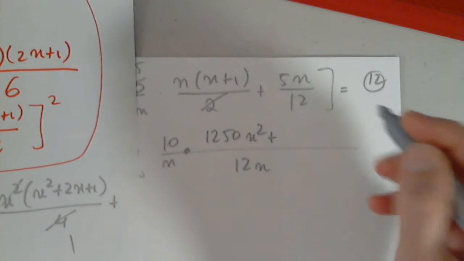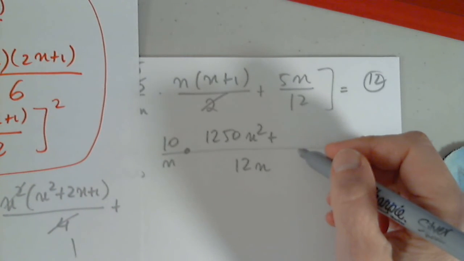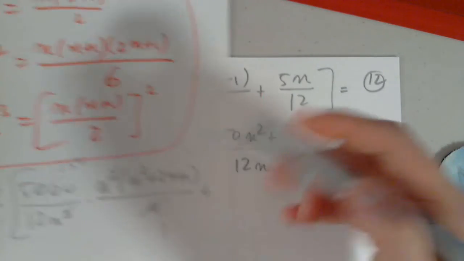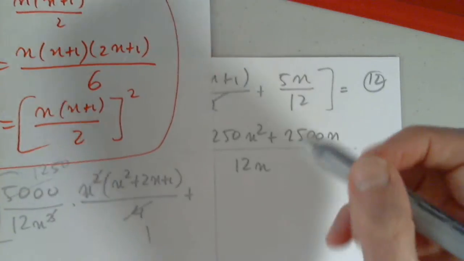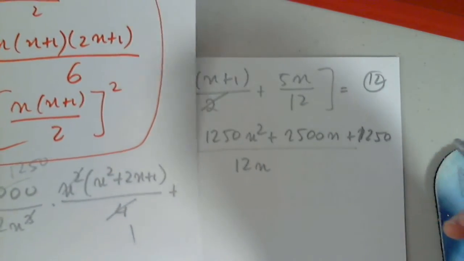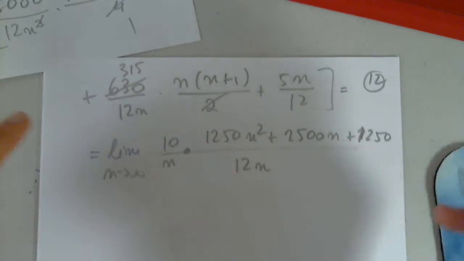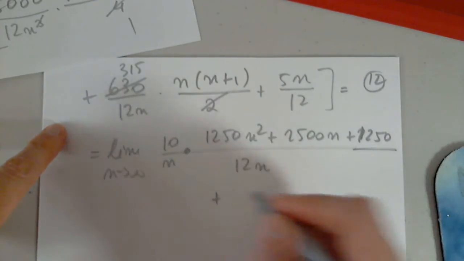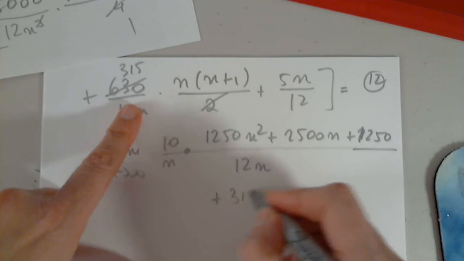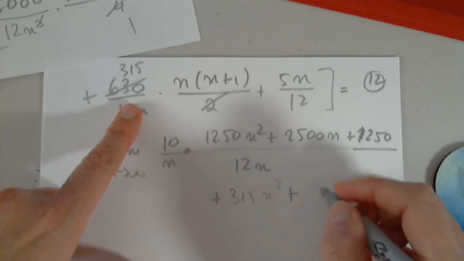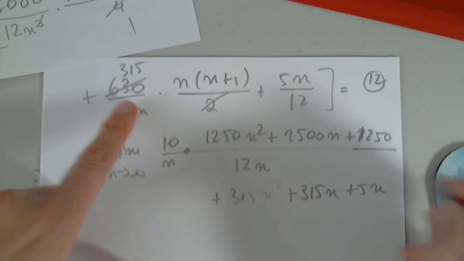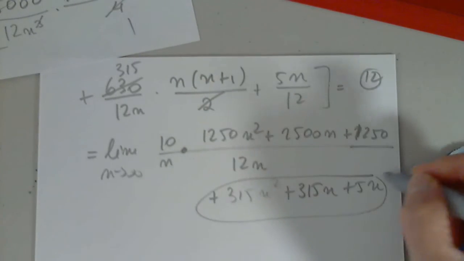1250 n squared plus 2,500 n plus 1250. Okay. Then also in the numerator, I don't have enough room. I don't need to simplify. I will not simplify. 315 n squared plus 315 n plus 5n. All these are in the numerator.